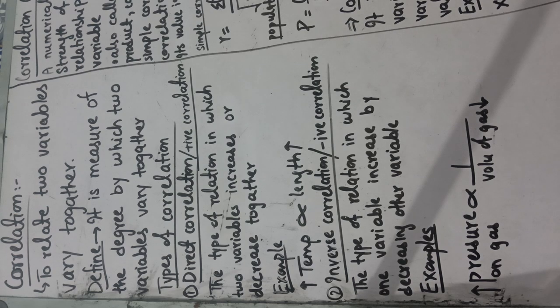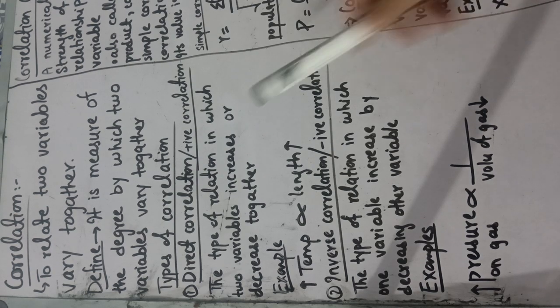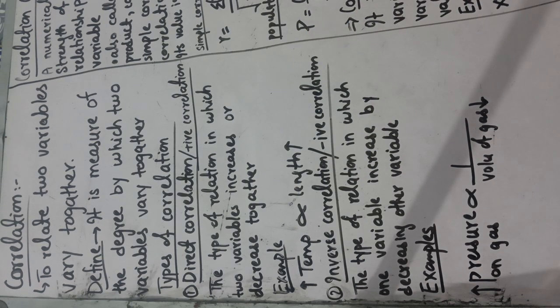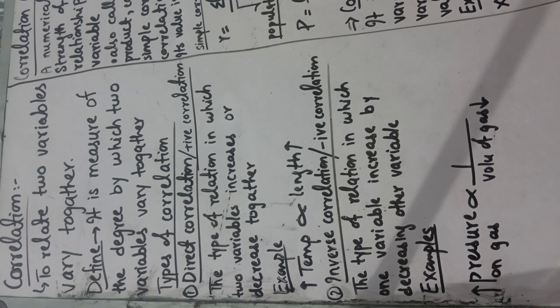What is direct correlation? It is a type of relation in which two variables increase or decrease together. It means if one variable is increasing, then the other variable will also increase. If one variable is decreasing, then the other variable will also decrease.